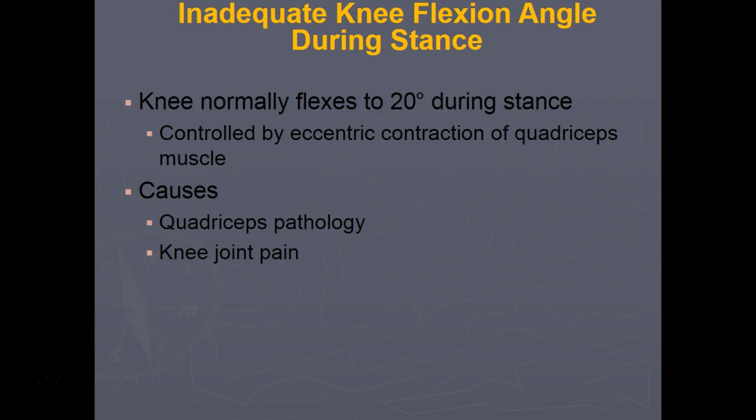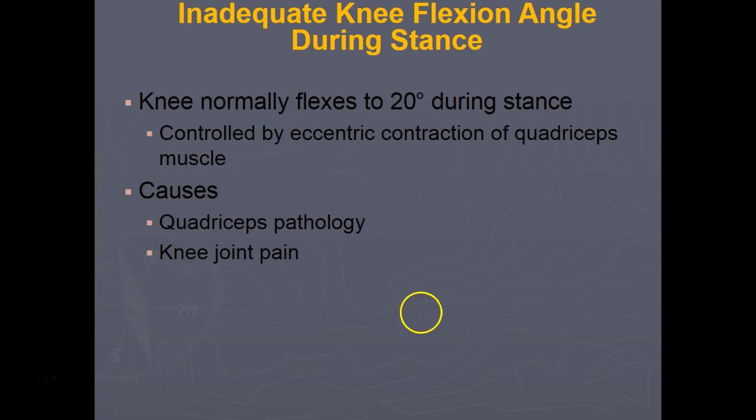Okay, inadequate knee flexion angle during stance phase. During stance phase, normally the knee flexes to 20 degrees, right? So we're not talking initial contact. We're just talking as we progress from initial contact to mid stance phase, there's some knee flexion. This has to occur, and we want it to occur to dampen the forces occurring across the tibiofemoral joint. However, sometimes it doesn't. Sometimes you might be in mid stance phase and you're still extended with no knee flexion, and that's not a good thing.